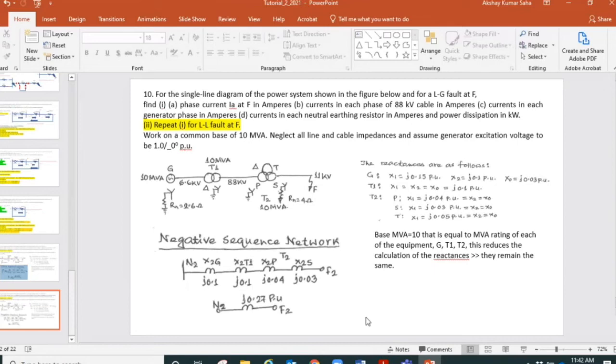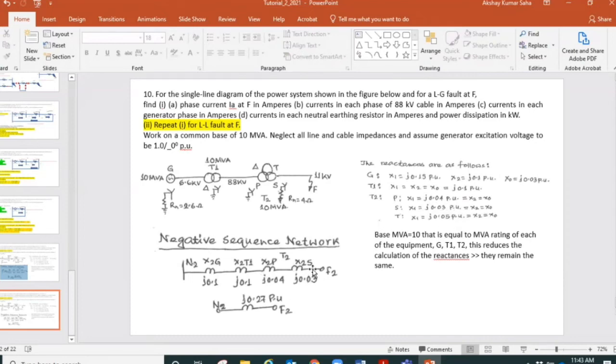again it's the same thing. The tertiary winding will not come into the scenario, only primary and secondary. So we start with N2, the reference bus, the neutral bus, X2 of the generator, that is 0.1. We get it from this table. And then X2 of the transformer T1 is 0.1. We wrote it here. Then X2 of the primary, we go there, X2 is equal to 0.04. We write it here. And then the X2 of the secondary is 0.03.